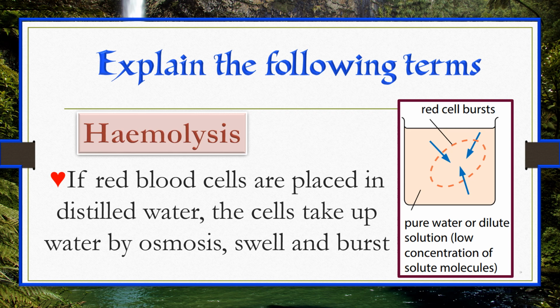Red blood cells are placed in distilled water, meaning that distilled water is pure water or a dilute solution with low concentration of solute compared to the red blood cell. The red blood cell will take in water by osmosis. And as they do so, they will swell and they will end up bursting. That is what we call hemolysis.